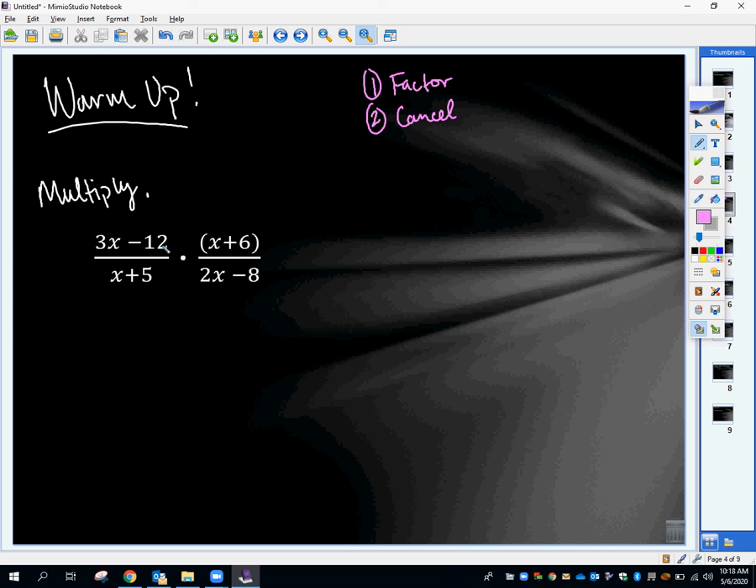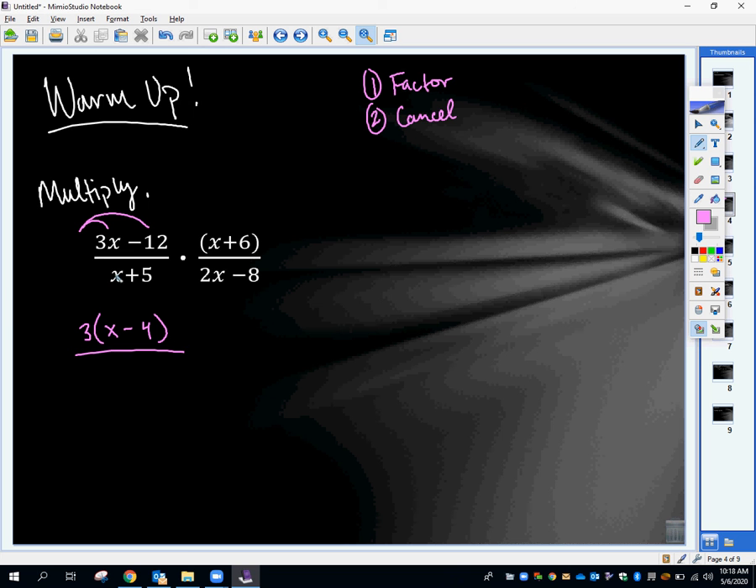Starting in the first fraction, I see 3x minus 12. This is two terms. Do they have anything in common? If they do, let's factor it out. And they do. The number 3 is in common. So we take out a 3, and then we're just left with an x. And when we take out, we're dividing, right? So 12 divided by 3 would be a 4.